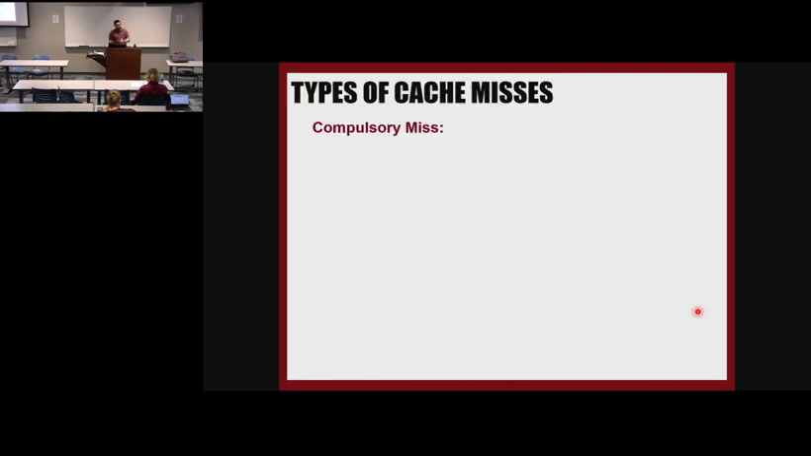Okay? So we're done. Next session, we're going to talk about different types of cache misses, and we're going to introduce a new type of cache, which is set associative cache, fully associative.